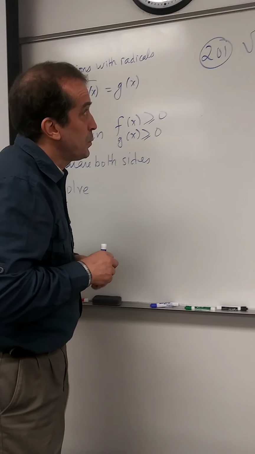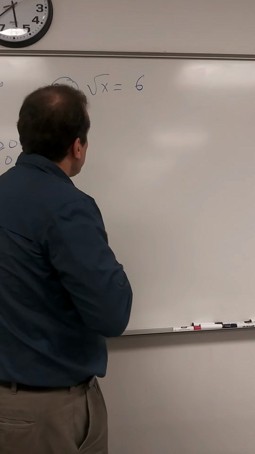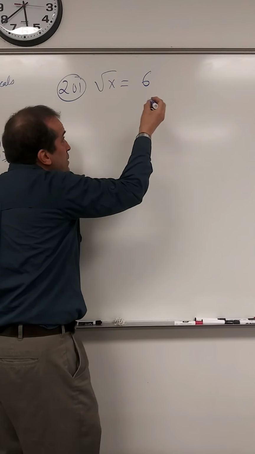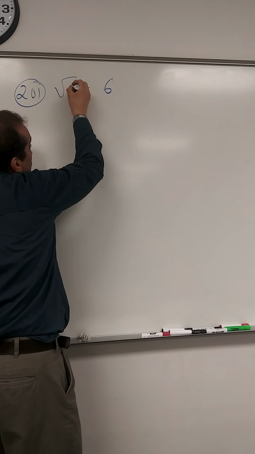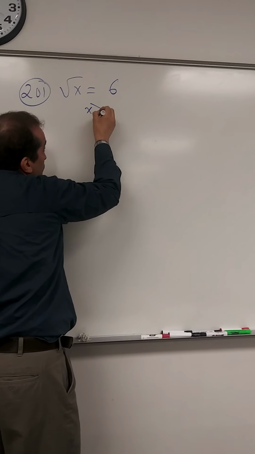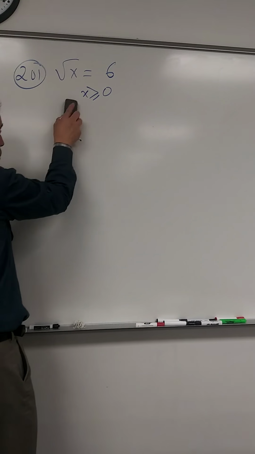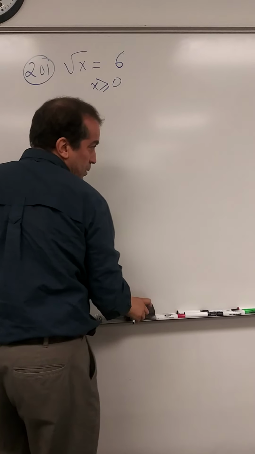Let's start with this example. Square root of x equals 6. The domain of this is very simple. The right side is already positive. We want the x to also be positive. So x should be greater than or equal to 0. Any answer we get should be greater than or equal to 0 if it's correct.